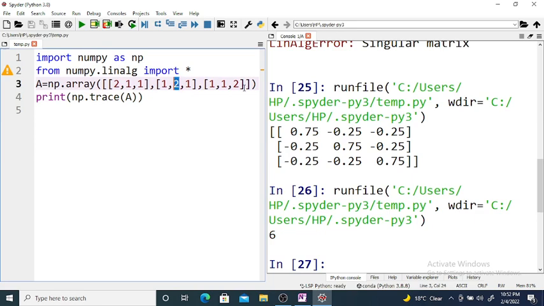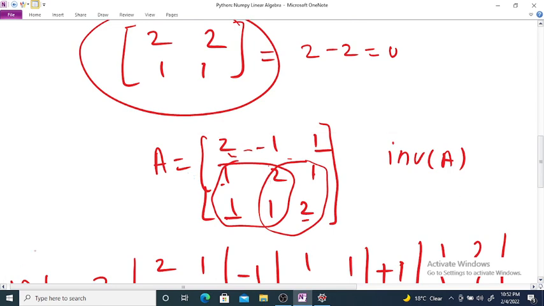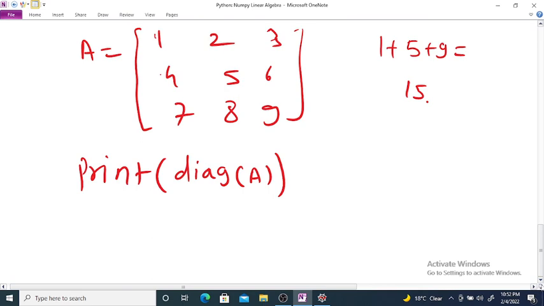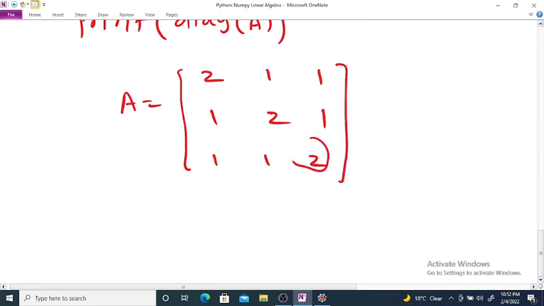This is 2 plus 2. What is the trace of this matrix? The matrix A is equal to, I am writing here, 2 1 1, 1 2 1, 1 1 2. So the trace of this matrix is the addition of the diagonal entries, which is equal to 2 plus 2 plus 2, which is equal to what?